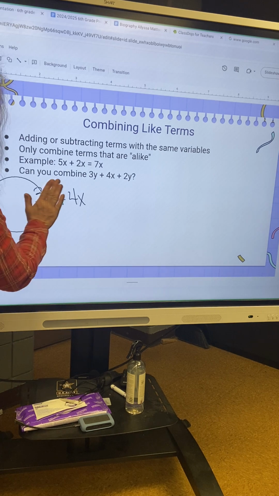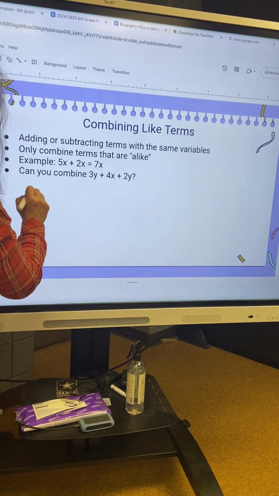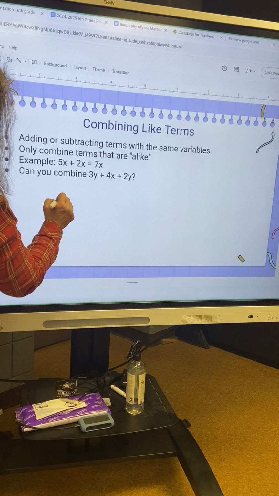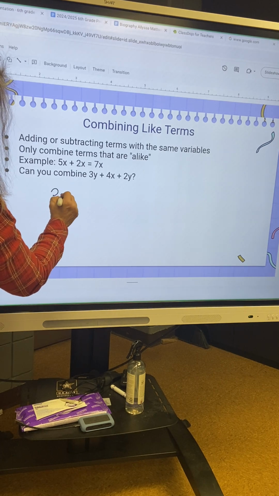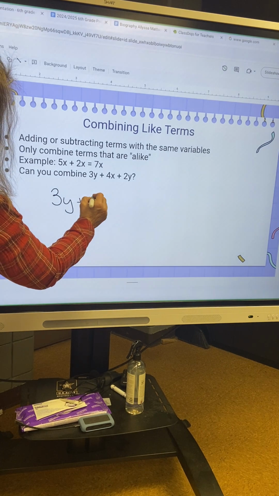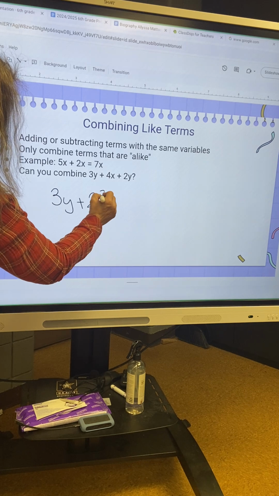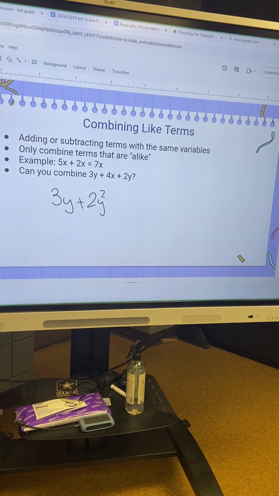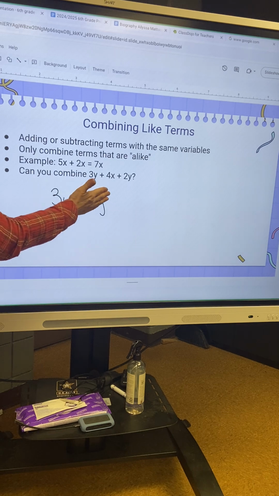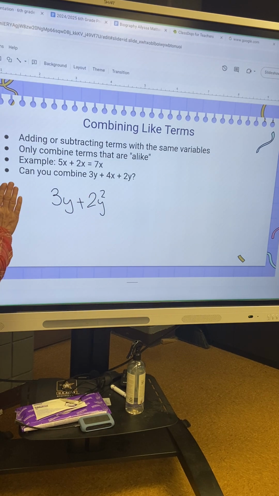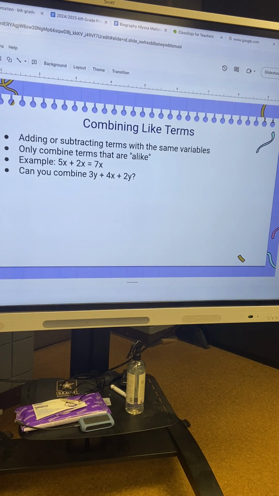Okay? What if I had something like this? 3y plus 2y squared. Do you think you could combine those? Because we are going to look at those, I believe, tomorrow. So I'm going to have you think on that. Are these like terms or not? One has an exponent. We're going to learn about that hopefully tomorrow. So I'm not going to give it away yet.